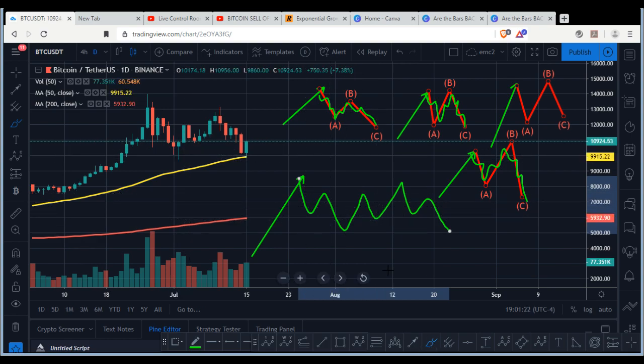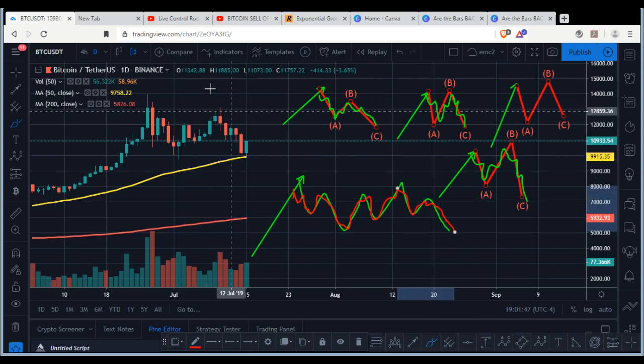Basically, a zigzag is a 5-3-5. Let me change this structure to red. So you got your 5 in here, and then 3 down here, right? And then you got your 5, 3, and then you got 5. So that's 5-3-5 actually. Okay, 5-3-5, and then you're gonna get another 5, 3, and then you're gonna get 5.